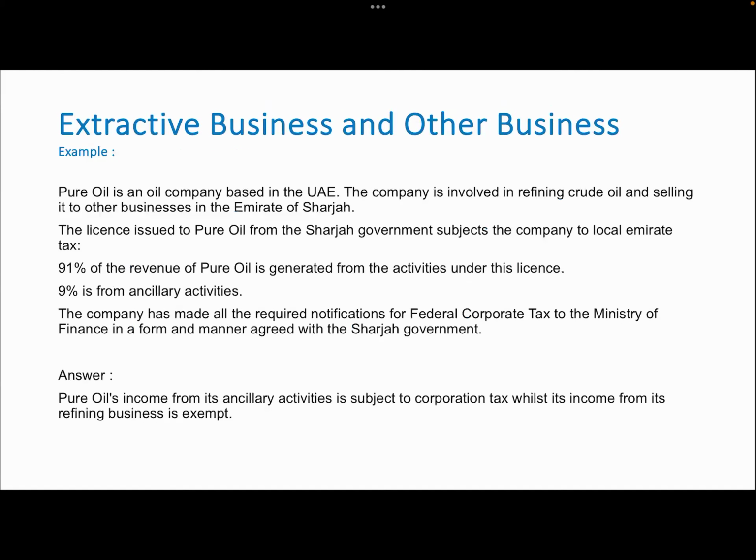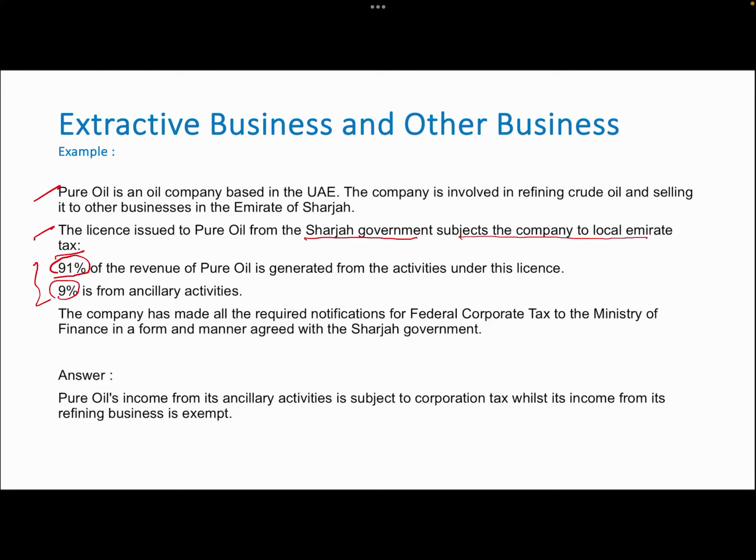So now let's see an example, extractive business and the other business. Pure Oil is an oil company based in the UAE. The company is involved in refining crude oil and selling it to other businesses in the Emirate of Sharjah. The license issued to Pure Oil is from the Sharjah government, subject to the company's local emirate tax. Out of the 100% revenue, 91% of the revenue is generated from the extraction business, and 9% from the other business, which is ancillary to the extraction business.